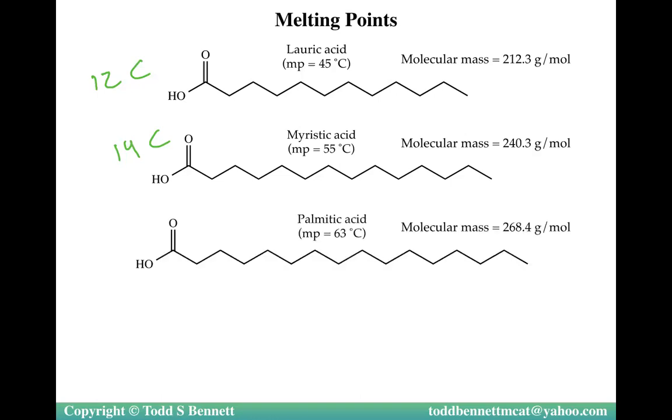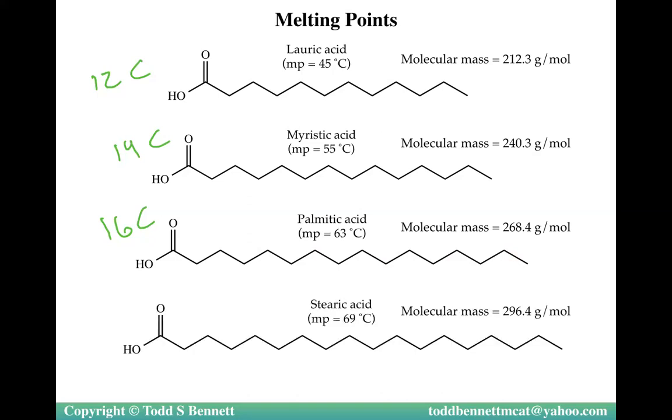Palmitic acid, let me just double check. I'm going to cheat and say 240 to 268 means it went up by 28, so it went up by 2 more carbons. So I'm going to predict this is 16 carbons, and then we'll count to double check. 1, 2, 3, 4, 5, 6, 7, 8, 9, 10, 11, 12, 13, 14, 15, 16. So far, so excellent. You can probably guess what this one is. Up by another 28. This is 18 carbons.